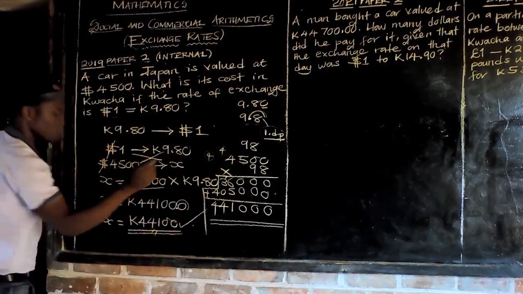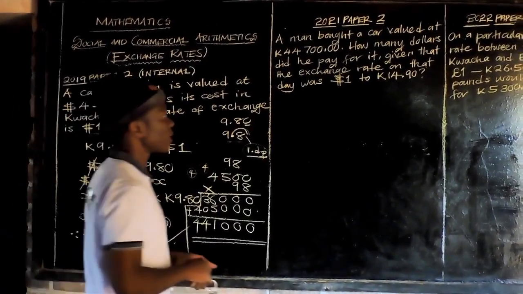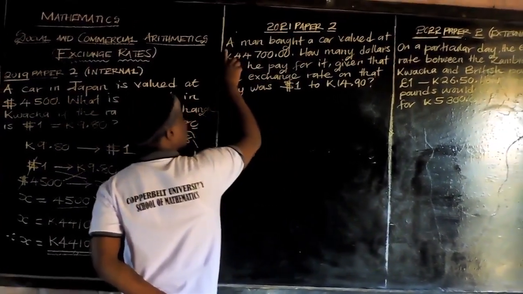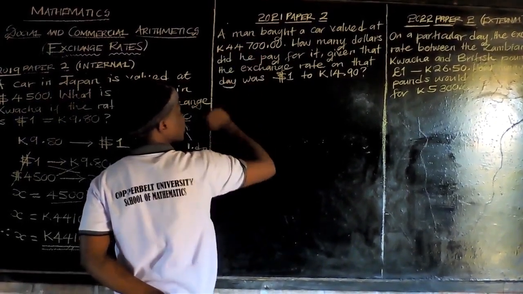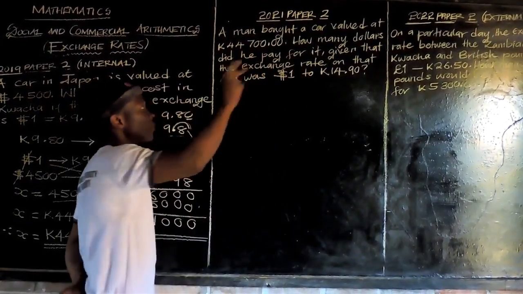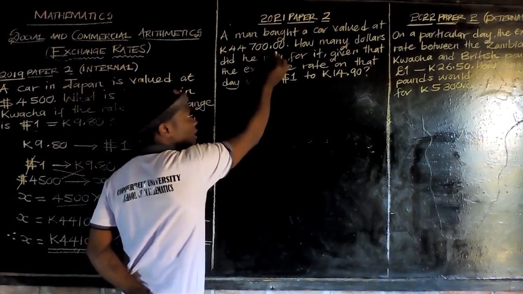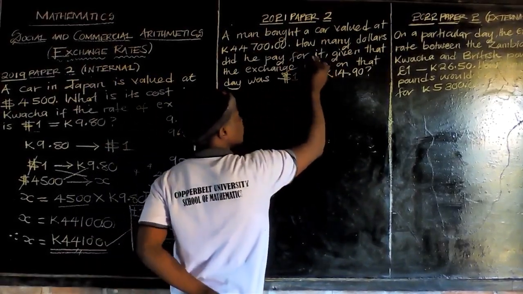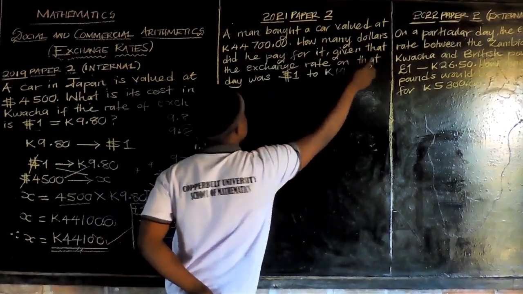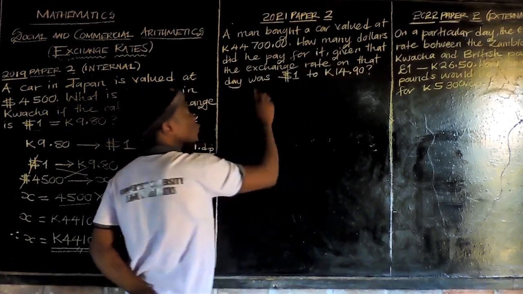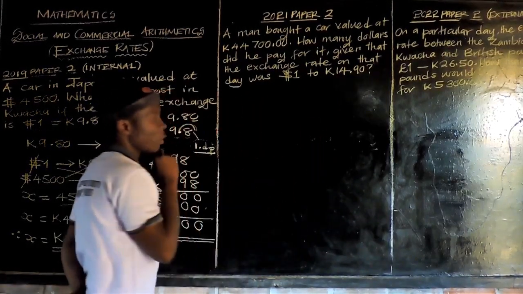Are we together, people? Okay, let us look at 2021 paper 2. I'm going to go first this time around. A man bought a car valued at 44,700. So this man bought a car which cost 44,700. Then you have been asked, how many dollars did he pay for it, given that the exchange rate on that day was $1 is equal to 14 kwacha 90 ngwee? Are we moving together, people?